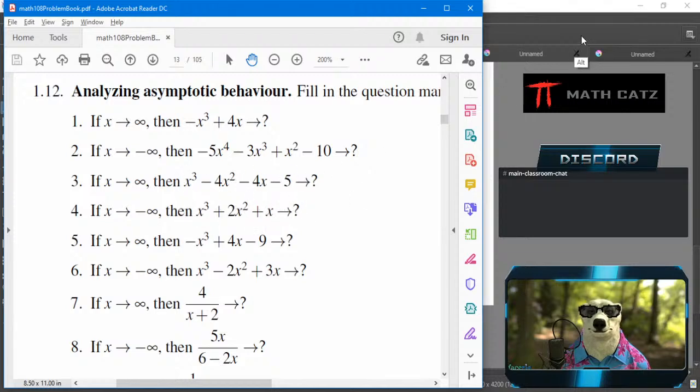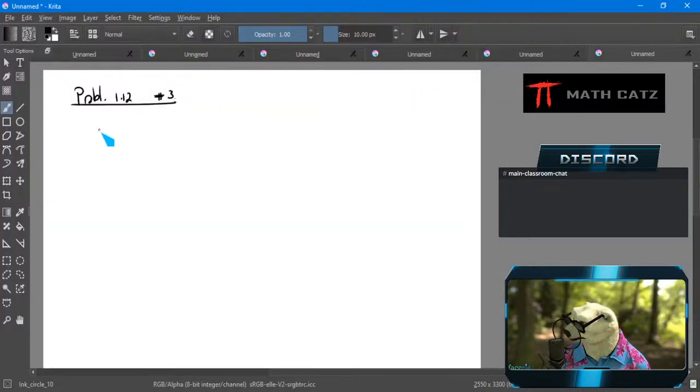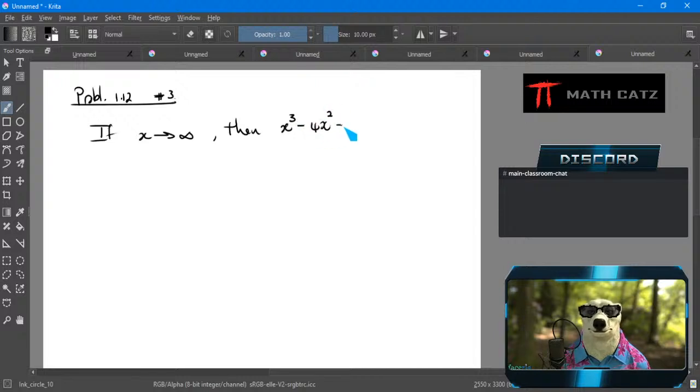It's a polynomial, so let's write that down. So if x grows forever, x approaches infinity, then what is happening to my function? I'll just copy the function. x cubed minus 4x squared minus 4x minus 5. What is that approach? So let's call it y, so it's a little bit easier to refer to. Let y be this function, the name of this function. Okay, so now I want to know.